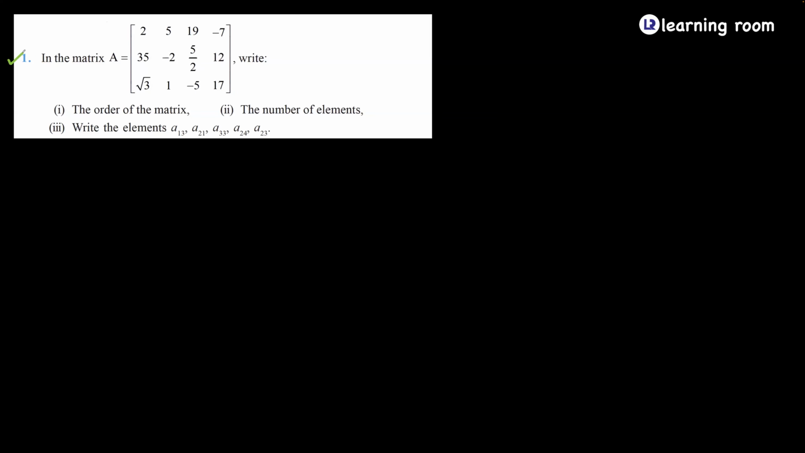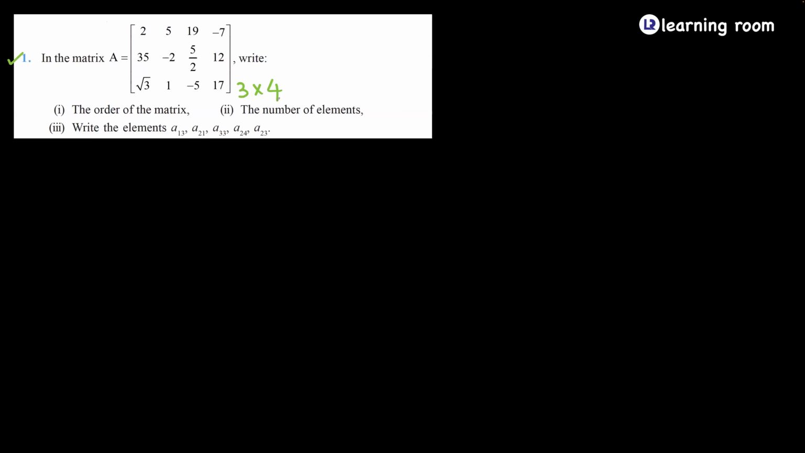So the first problem of exercise 3.1. In the matrix A, which contains the elements 2, 5, 19, minus 7, 35, minus 2, 5 by 2, 12, root 3, 1, minus 5, and 17. First, we need to write the order of the matrix. Order is row by column. So, how many rows are there? 3 rows. And how many columns are there? 1, 2, 3, 4. So, 3 cross 4 or 3 by 4 is the order.